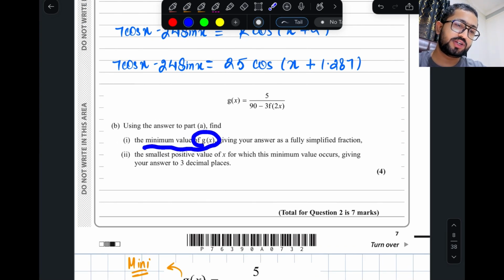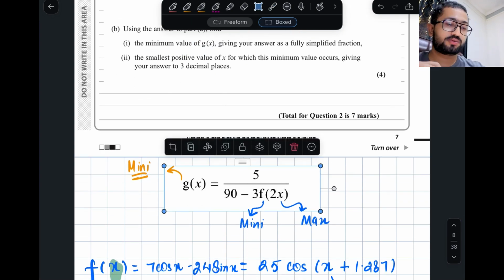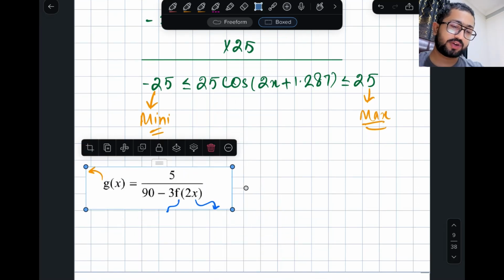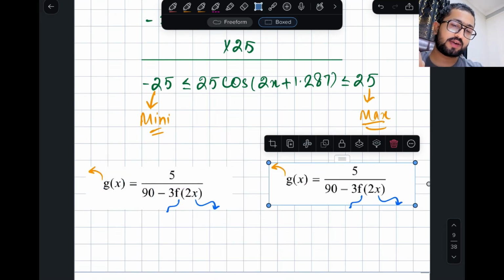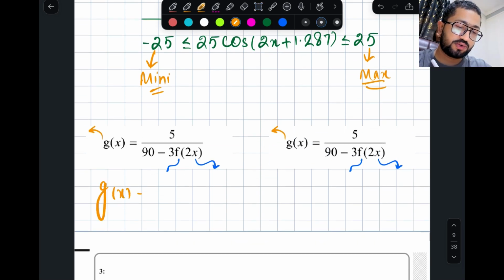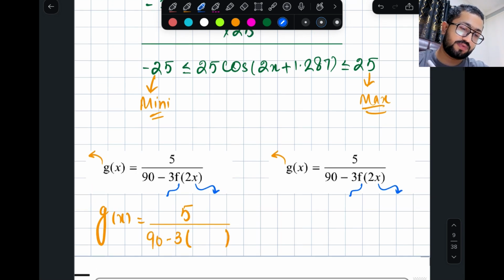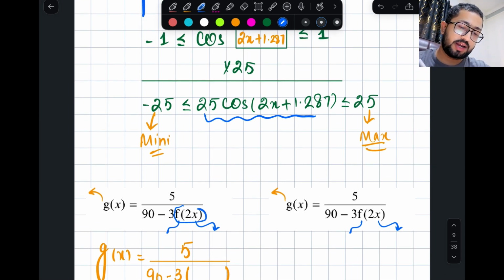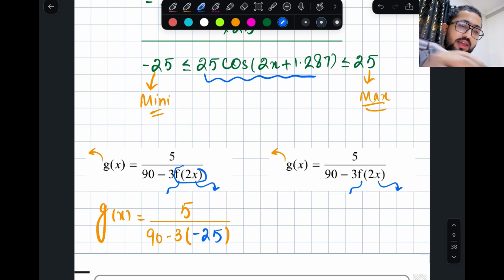We want to find the minimum value of g of x. So what can I do now? Just substitute the minimum or maximum value of f of 2 of x in this function. So g of x equals 5 over 90 minus 3 times f of 2 of x. What is the minimum value of f of 2 of x? Beta, this is minus 25. Substitute, and similarly substitute the maximum value.